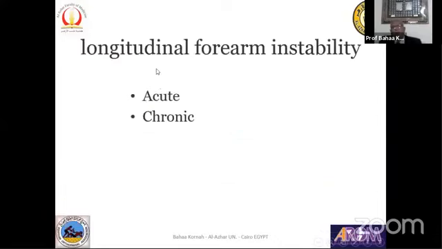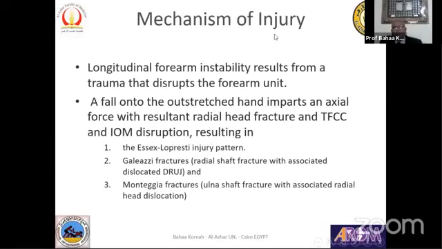The longitudinal forearm instability can be classified into an acute injury or a chronic longitudinal instability. The mechanism of injury in longitudinal forearm instability results from trauma that disrupts the forearm unit. Falling onto an outstretched hand imparts an axial force, resulting in radial head fracture and TFC and interosseous membrane disruption. This results in 3 types of injury patterns: the Essex-Lopresti injury pattern, Galeazzi fractures, or Monteggia fractures.